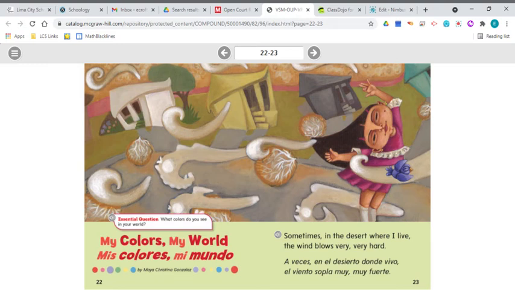Today we are going to read a book that is written both in English and in Spanish. So that makes it bilingual. It's called My Colors, My World. Now that would be the title in English. In Spanish, the title would be Mis Colores, Mi Mundo. So if you look at the page, the words that are written in italics are the Spanish words.